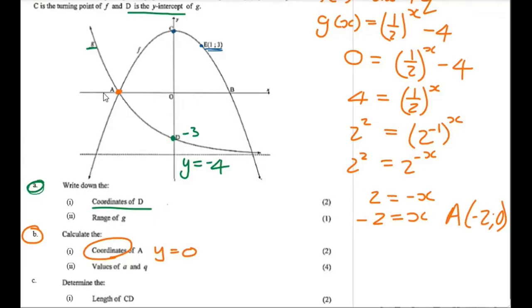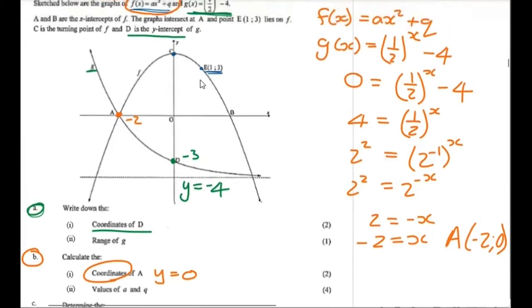Well done, everybody. So then we go and put it here on our graph so that we know that we've worked that out. The next thing they want is the values of a and q. So now they are asking me to get that equation.